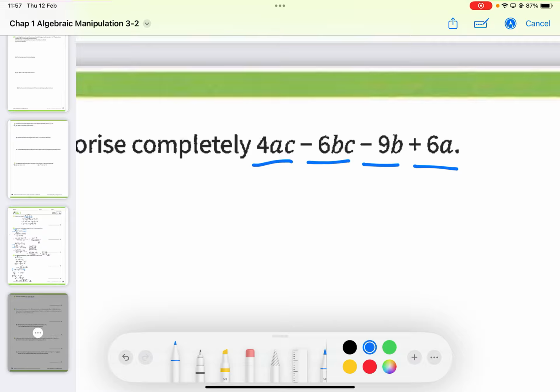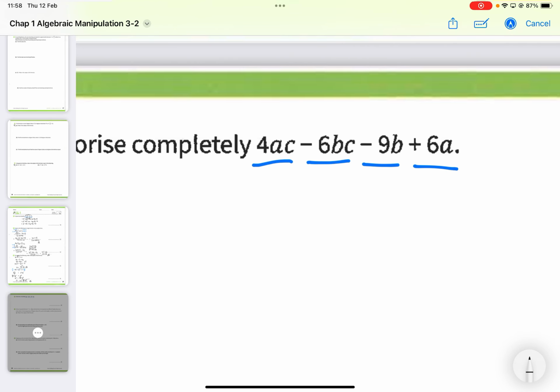Whenever I can, I try to see if there is a common factor across all 4. But in this case, I don't have one. Nothing is common across all 4. So I must be thinking, do 2 terms by 2 terms. When I look at the first 2 terms, 4AC and 6BC, both can be divided by 2, both can be divided by C. So I factorize out 2C. I'll be left with 2A minus 3B.